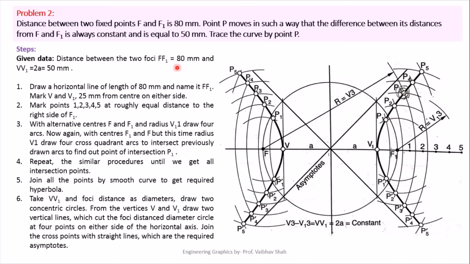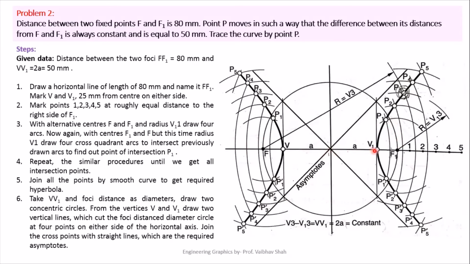So let us start the problem. So first of all, we'll draw one horizontal line. After that, let us locate the distance V V1. So we have to take half the distance, 25, on the left hand side to denote this point V, and half the distance on the right hand side to denote this point V1. After locating this V and V1, we have to find out its center point somewhere here. And after that, we have to locate F and F1 on the left and right hand side.